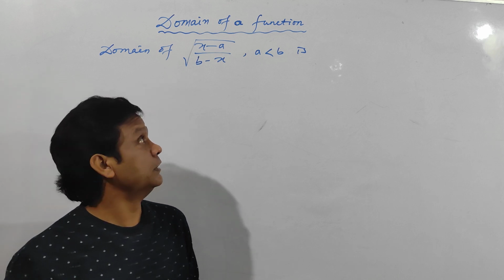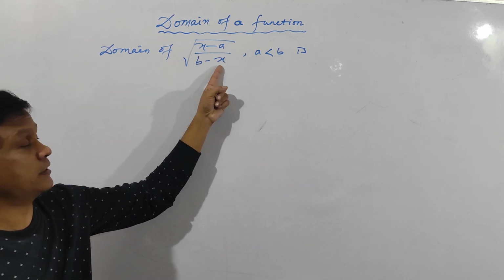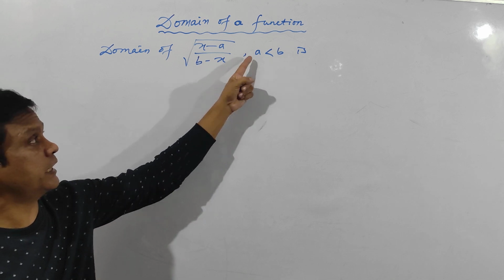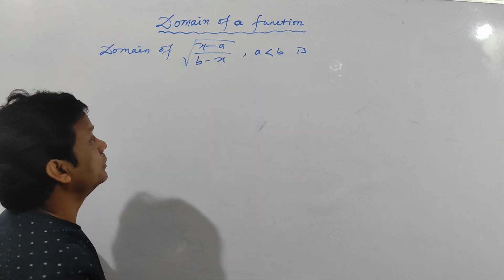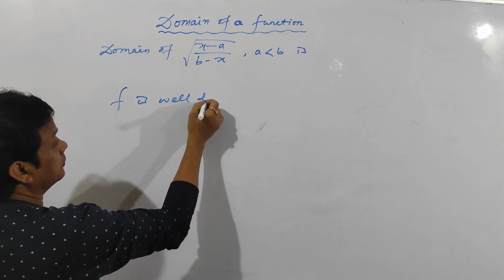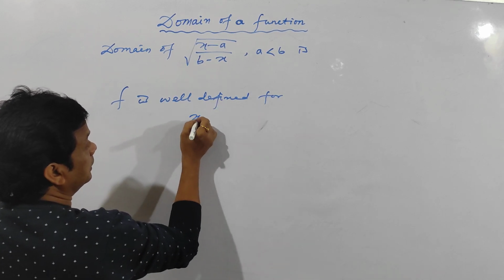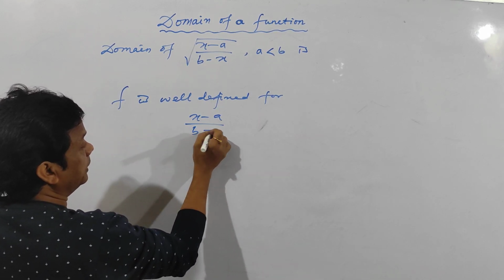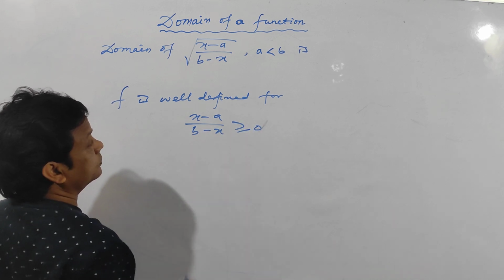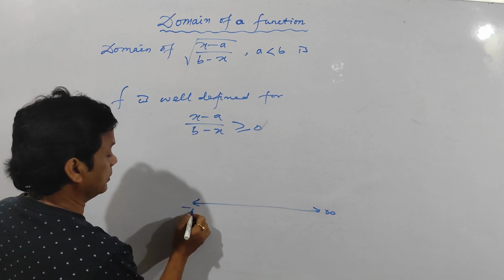So the third type. In the third type it is given square root of (x minus a) by (b minus x), not x minus b. It is b minus x, and a is less than b. Clear? Same. f is well defined for (x minus a) by (b minus x) greater than or equal to 0. And I am drawing the number line. This is infinity, this is minus infinity.